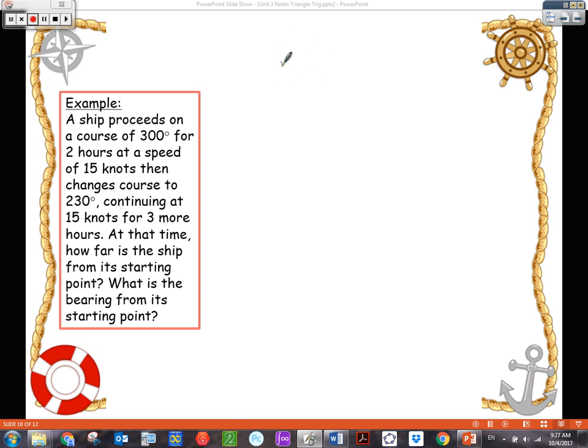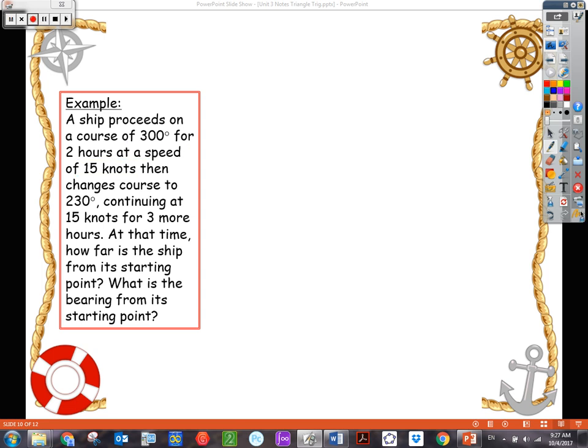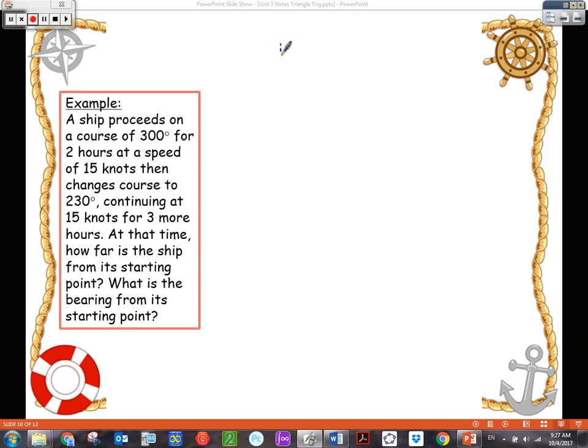And so let's start reading the example. We have a ship that proceeds on a course of 300 degrees for 2 hours at a speed of 15 knots. I'm going to stop right there, and I'm going to draw that. So I draw my north line as a dotted line. Do you have to? No. I like to draw it as a dotted line so that I understand that it's not part of the figure. I want to be sure it's not part of the figure, so I do a dotted line. There's my north line. I need a course of 300 degrees.